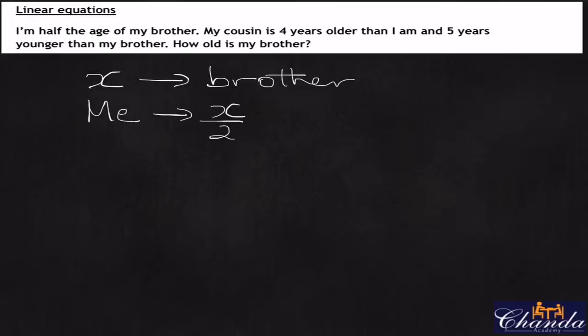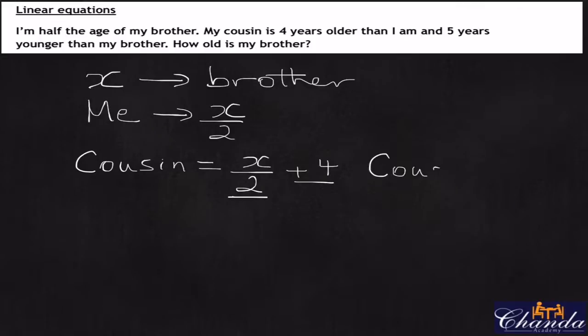My cousin is 4 years older than I am. So my cousin is X over 2 plus 4, because that's my age, and that's plus 4 because he's 4 years older. He's also 5 years younger than my brother. So my cousin is also 5 years younger than my brother. So if my brother is X, then my cousin is X minus 5.